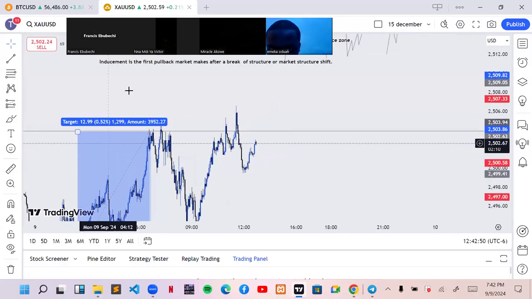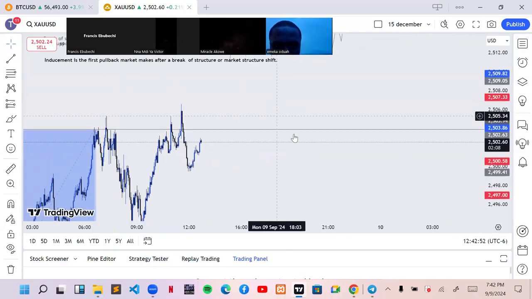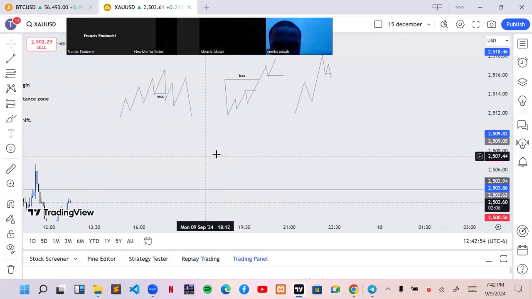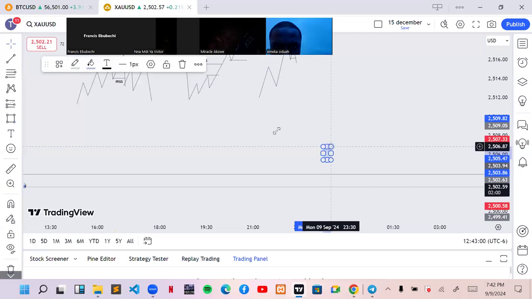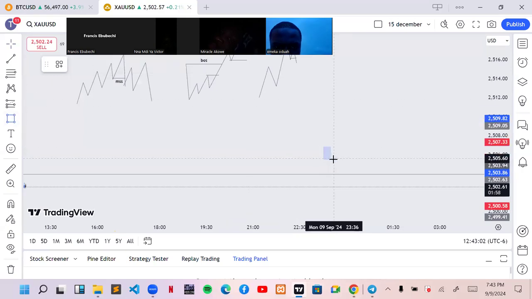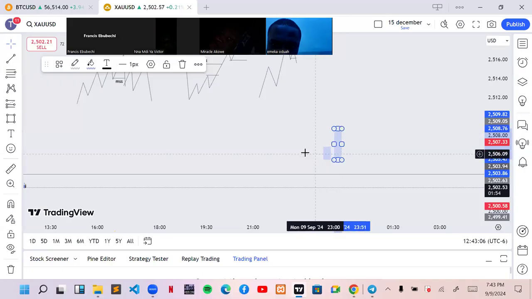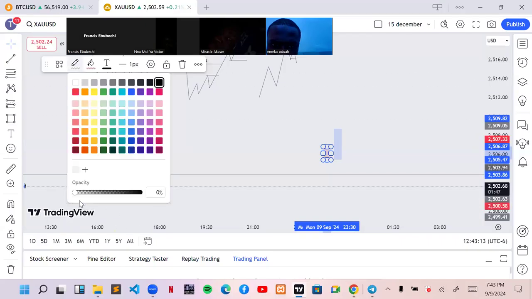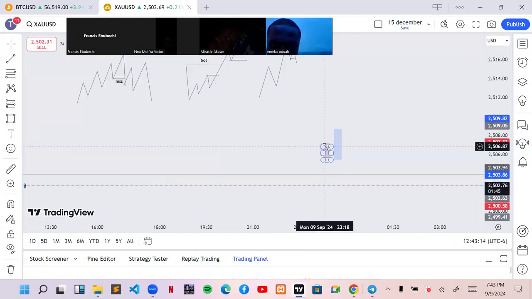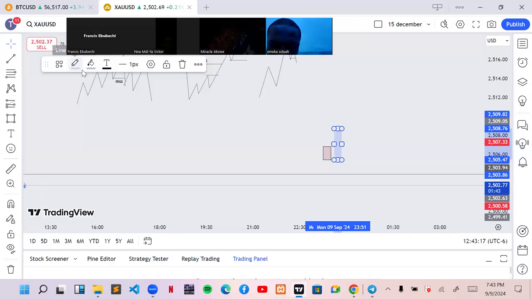So there are two types of order blocks. We have the bullish order block and then we have the bearish order block. This is what a bullish order block looks like. You will see a bearish candle, then you will see a bullish one engulf that bearish candle like this. In case you're looking for buys, this is what the bullish order block looks like.